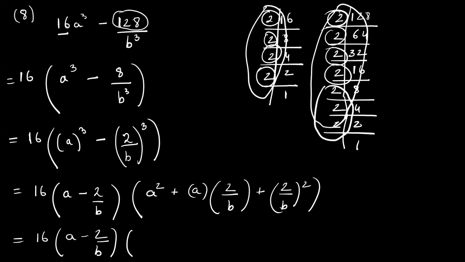Yes, sir. A squared is A square, plus these multiplied, what will we get? 2A upon B. Plus 2 squared is what? 4. One second. 4 upon B square. Okay. Done? Yes, sir. Okay. Thank you. Thank you, sir.